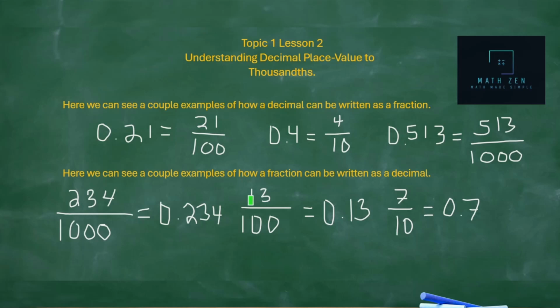Here we have 13 hundredths. Again, we write 13, making sure that it ends in the hundredths place. And finally, we have 7 tenths, making sure that the 7 is in the tenths place. Now, on the next slide, we're going to go over some question types that you might actually encounter during this lesson.